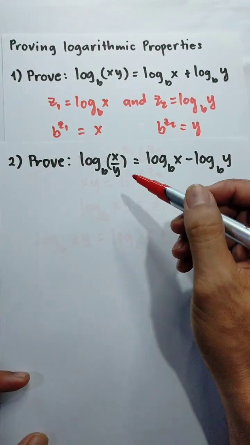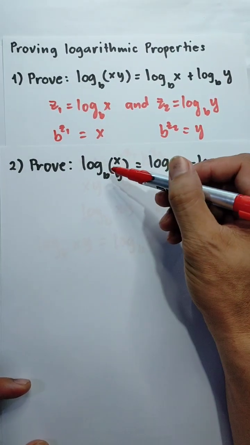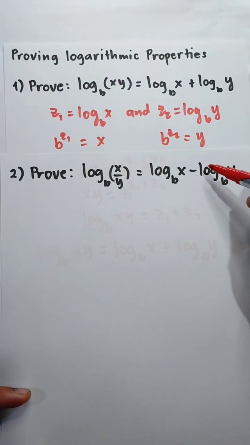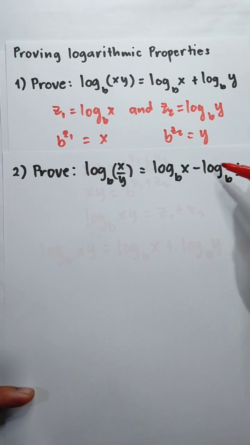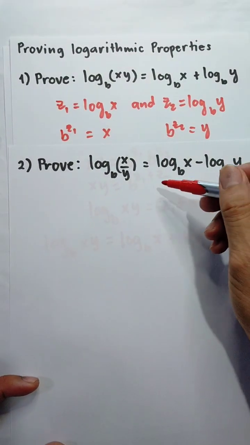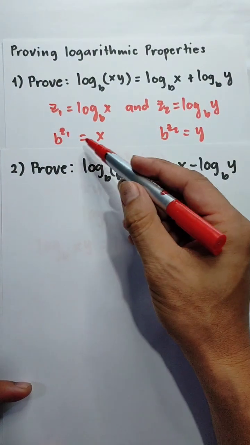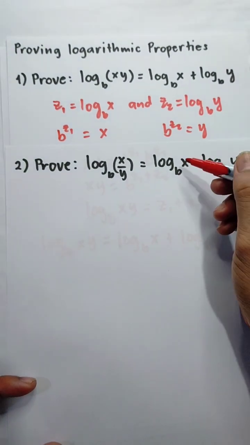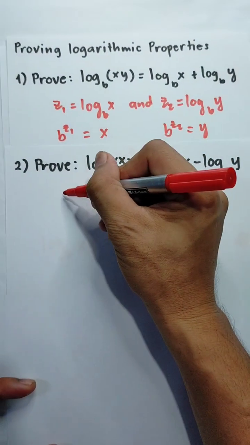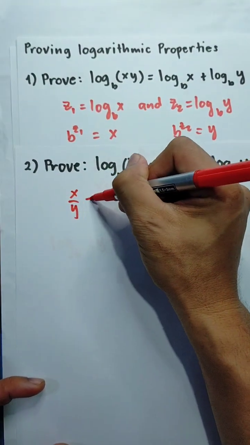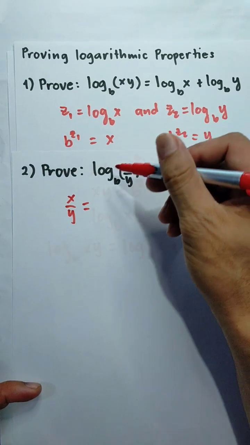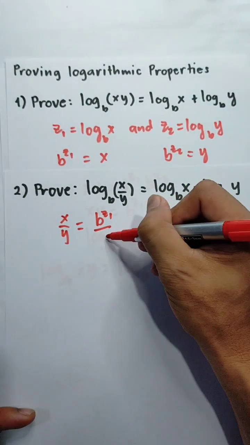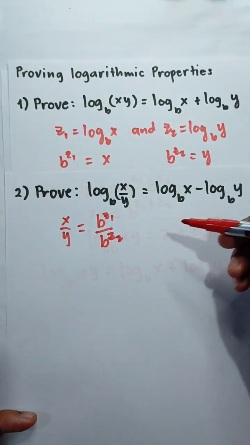Number two, let's prove the quotient rule. If we have log base b of the quotient x over y, then that's equal to the difference of the logs of each factor, like this. Again, let's use the assumption from the top: x equals b to the z1 and y equals b to the z2. Let's start by writing x over y. Based on our assumption, x is equal to b to the z1 and y is equal to b to the z sub 2.